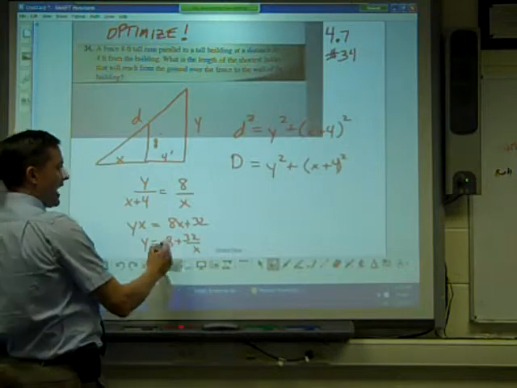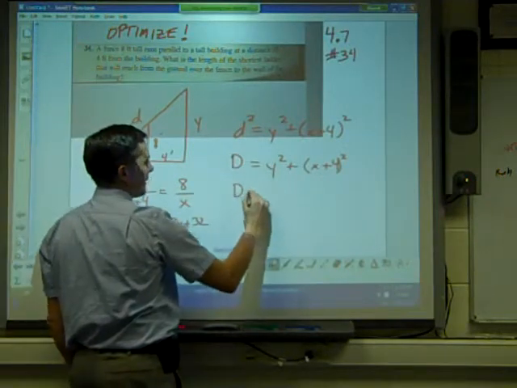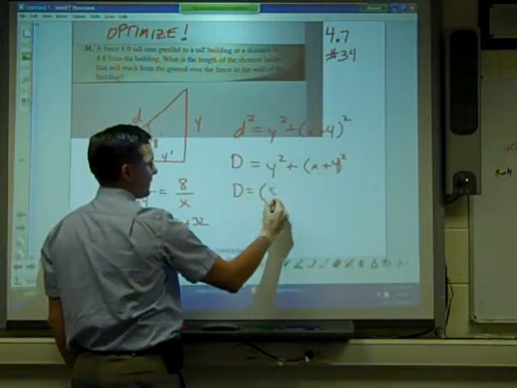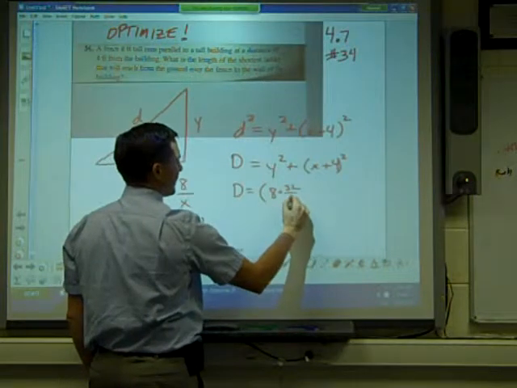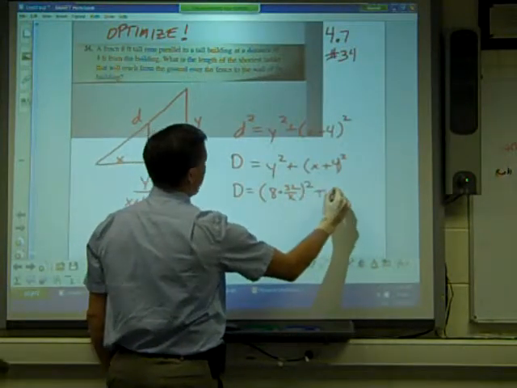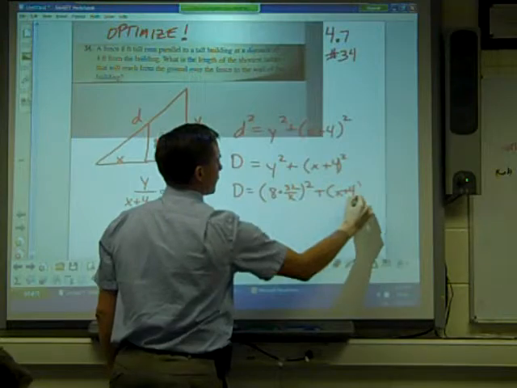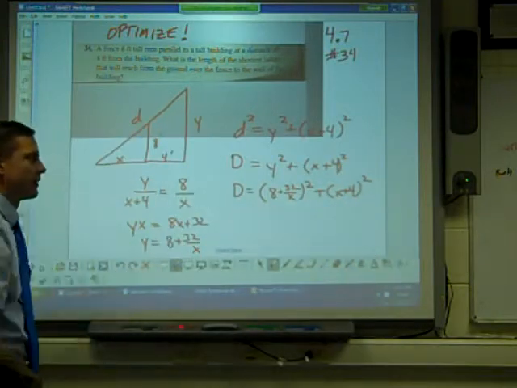All right, so here we go. I will substitute that for Y. And now I'm optimizing. Can I set it to 0? Joey? Well, before I can set it to 0, what do I have to do first? I've got to take the derivative of this.